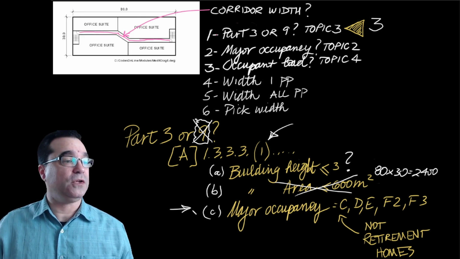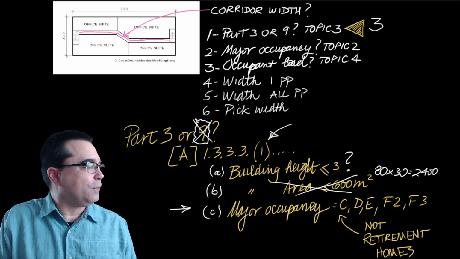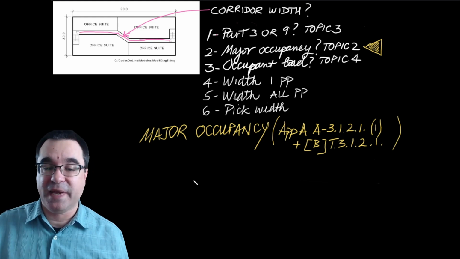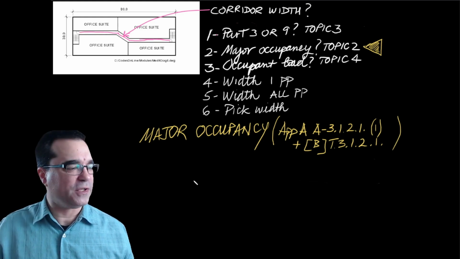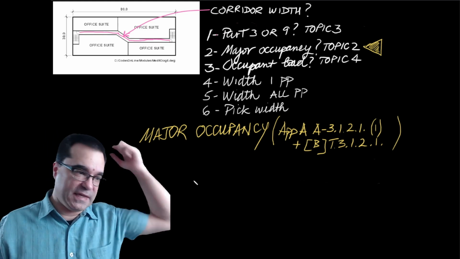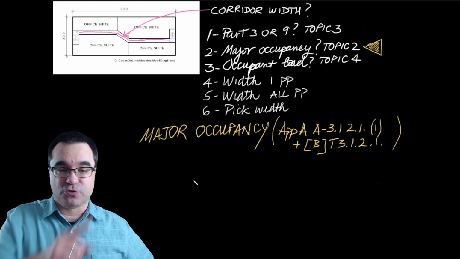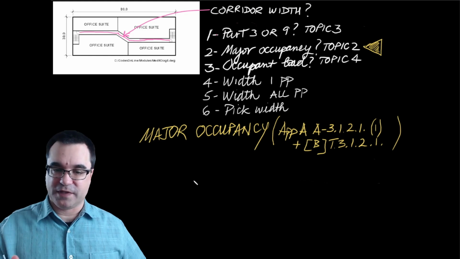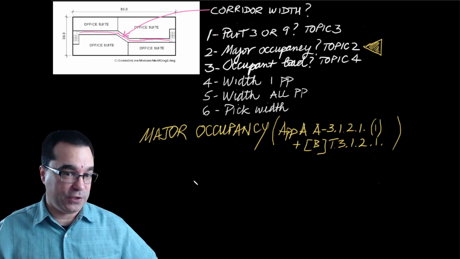Good. So now that we know that this is a part 3 building, we can move on to step number 2, which relates to determining what the major occupancy is for this building. That's from topic 2. Remember that? And this is important because as a part 3 building, if we know the major occupancy for this building, then we can find out all other relevant stuff like where to look under section 3.3 of the Ontario Building Code, okay?